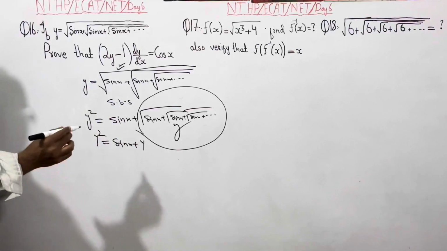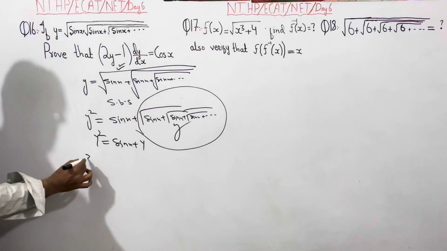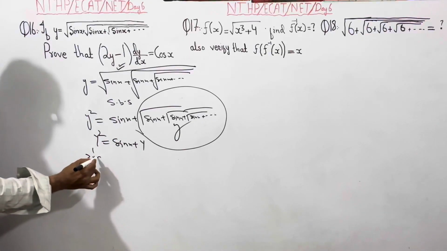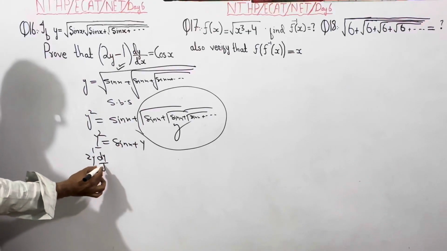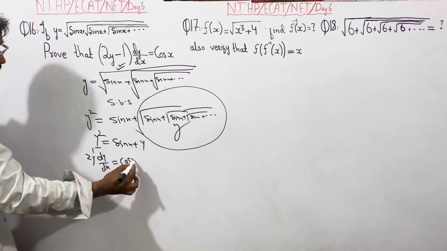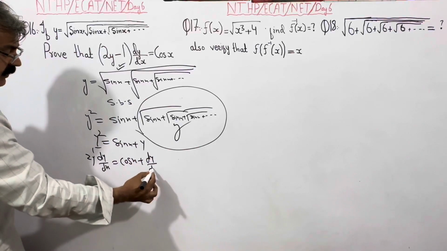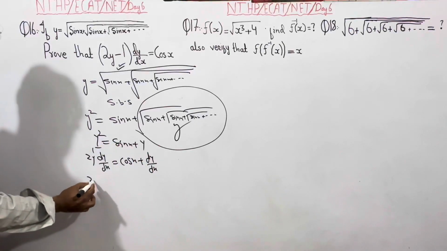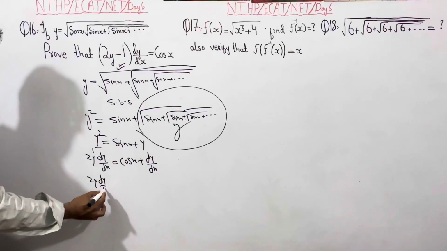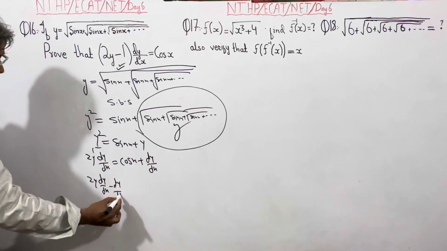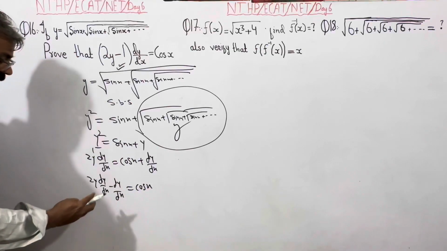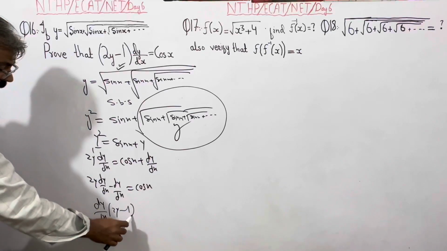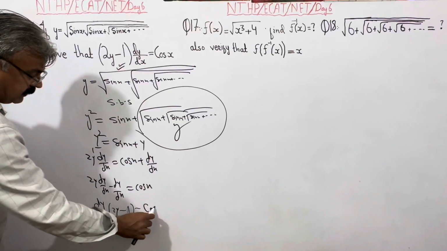Now differentiate with respect to x. Y square means 2y: make the power the coefficient, subtract 1 from the power, then multiply by the derivative of y, which is dy over dx. Differentiation of sin x is cos x. The derivative of y is dy over dx. Y is the dependent variable, x is the independent variable. Solve for dy upon dx. Shift dy upon dx to the left hand side: 2y times dy upon dx minus dy upon dx is equal to cos x. Taking dy upon dx common, we have 2y minus 1 times dy upon dx is equal to cos x.